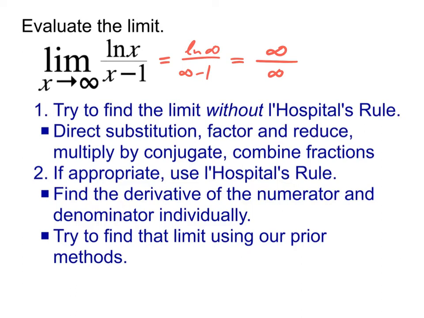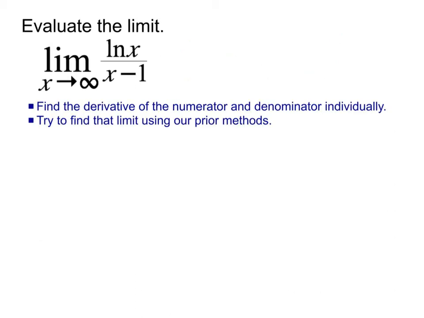Remember, I only use that if there's a radical involved, like a square root. And combining fractions? No, there's just the one fraction there. There's nothing to combine with it. So that means that this checks the boxes for using L'Hopital's rule. We have an indeterminate form, and these did not work. So on to using L'Hopital's rule.